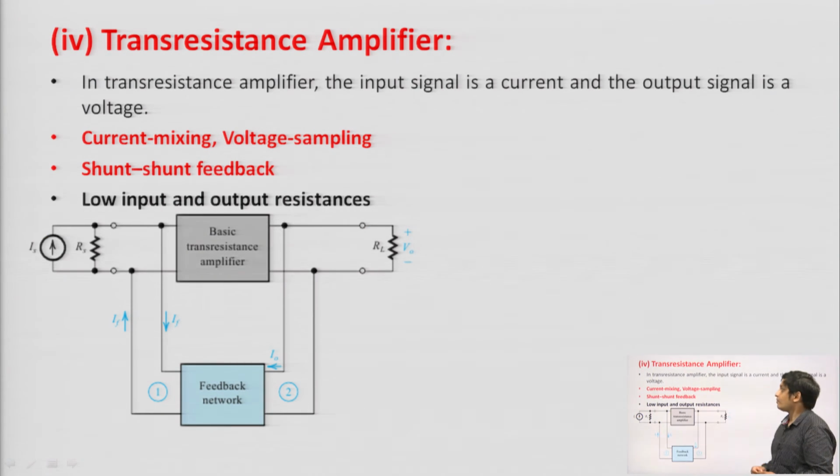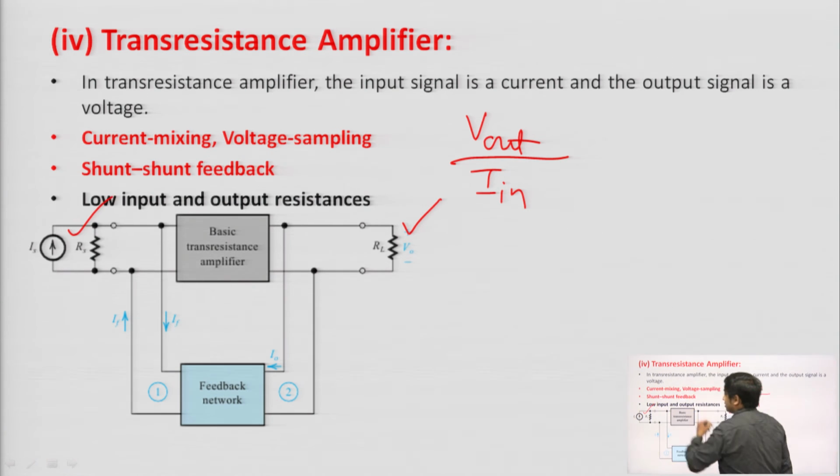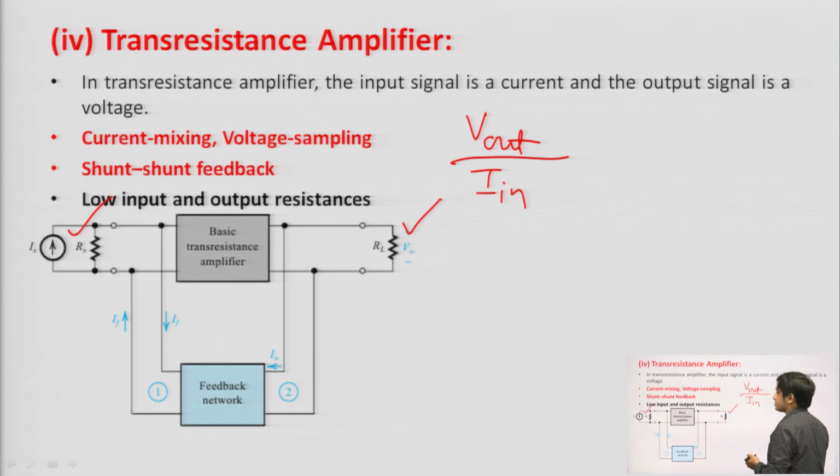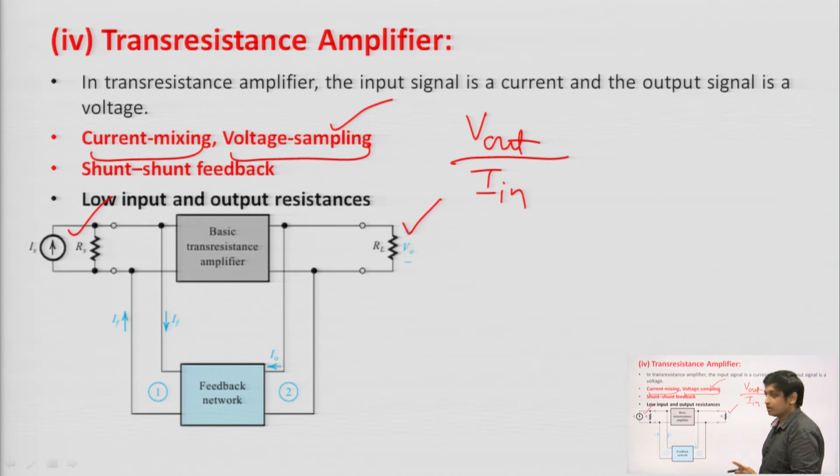Next is the transresistance amplifier. Last is transresistance. Resistance means voltage upon current, and the gain of the transresistance amplifier will be output voltage upon input current. So, at the output there is a voltage, at the input there is a current. Another term for the transresistance amplifier is voltage sampling, current mixing. At the output there is sampling, at the input there is mixing. So, the transresistance amplifier is also called current mixing, voltage sampling.